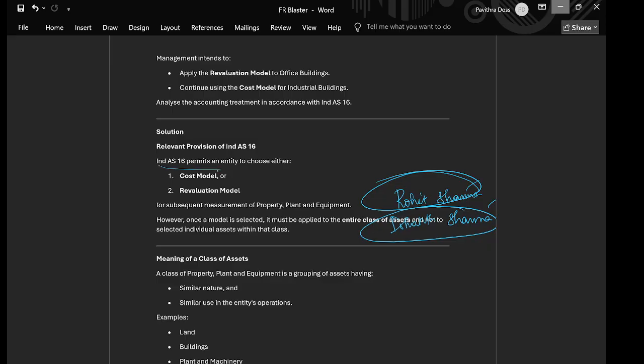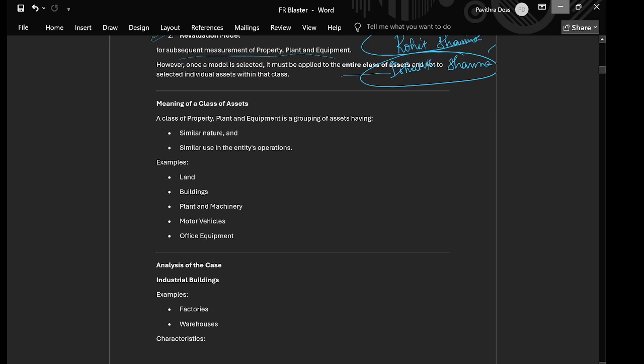IND AS 16 permits an entity to choose either the cost model or the revaluation model, either of them, whereas in investment property we can only choose the cost model, for subsequent measurement of the property, plant and equipment. However, once a model is chosen, it has to be applied to that entire class of asset. They are telling only about the class of asset. When we say class, it means a grouping based on the nature and how it is used.